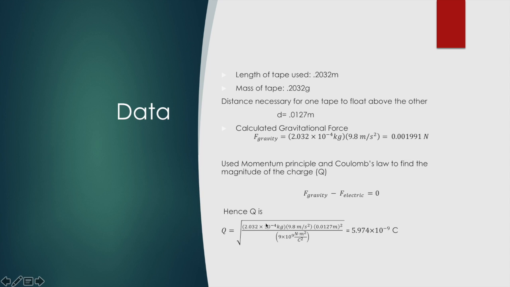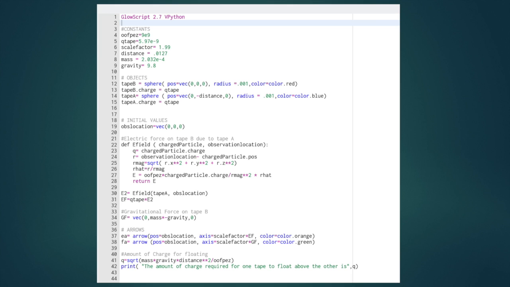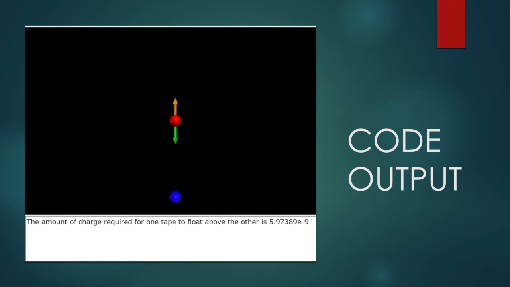As you can see at the bottom of the screen, this is my code that correctly describes what we're calculating. There's electric force and there's also gravitational force. And here's the output of that code, and it shows correctly the free-body force diagram from the previous slide, and also gives the correct amount of charge required for the tape to float above another one.